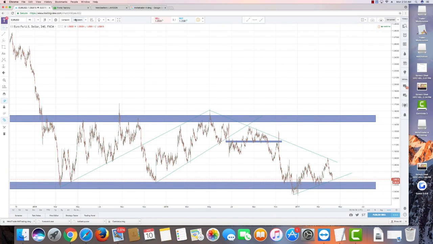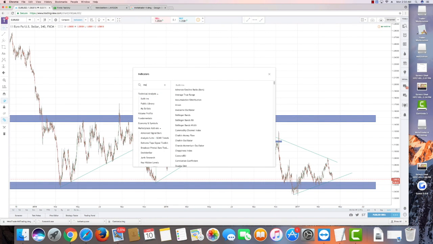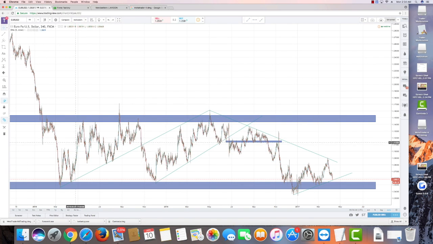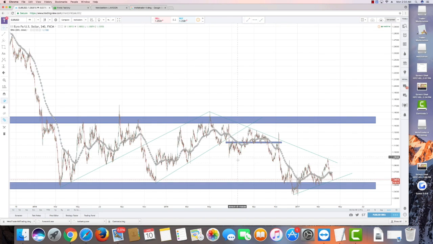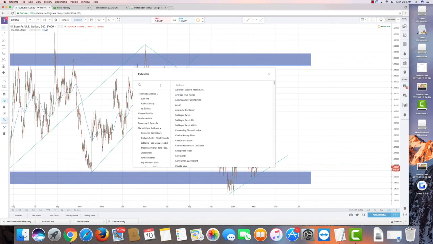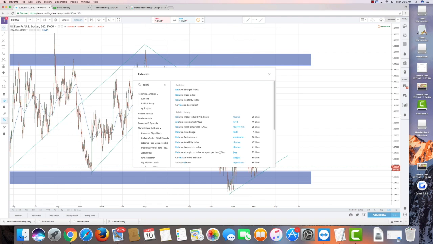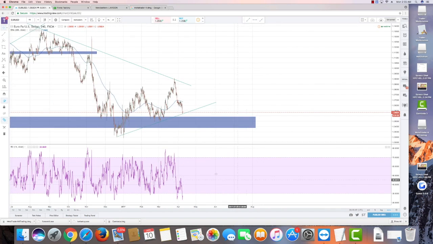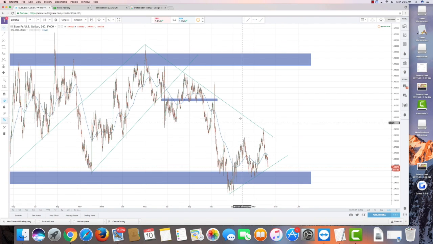There are also indicators you can use, such as moving averages. Let's go ahead and type this in. There's moving averages on this chart here. You have the RSI, which is going to tell you whether it's overbought or oversold. Different tools that you can use to kind of indicate whether a trade is a good trade.